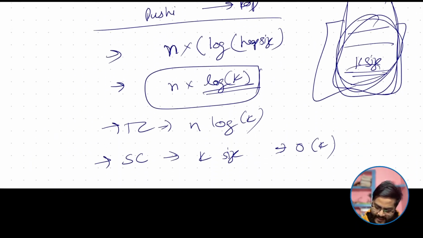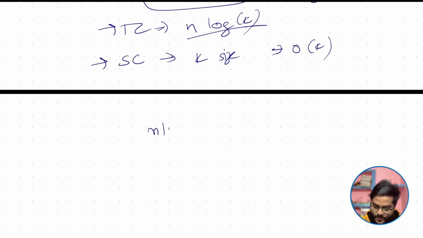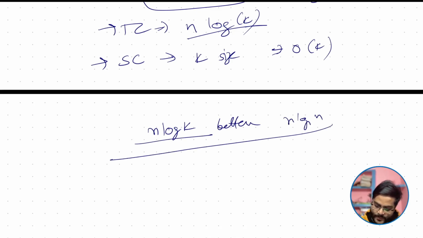Order of n log k is better than order of n log n, because we are inserting only k elements, and the space complexity is also only order of k.